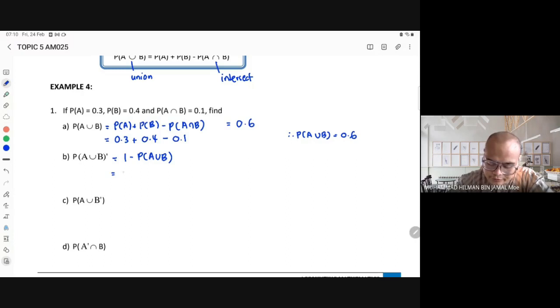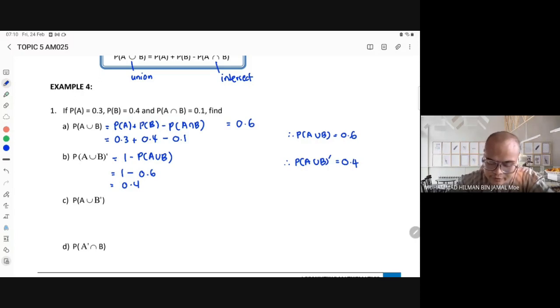Okay, so this is equal to 1 minus A union B, we already find it. So we have 0.6. So 1 minus 0.6 is 0.4. Okay, so probability of A union B prime is equal to 0.4. Okay, next we have probability of A union with B prime.